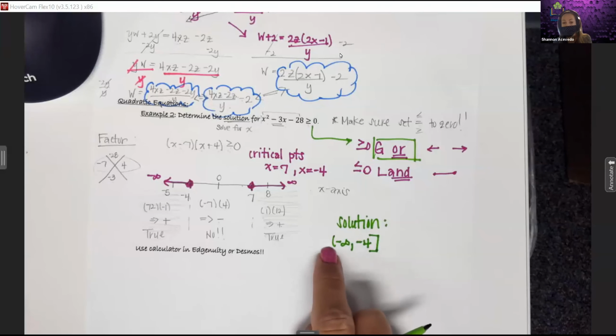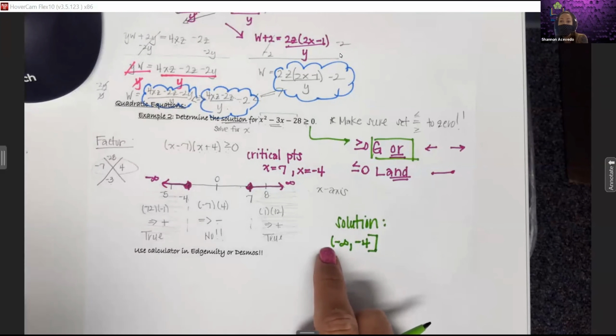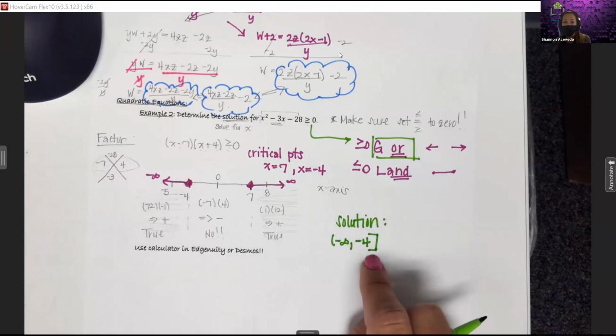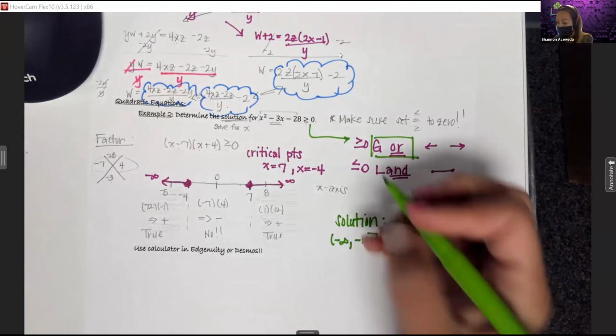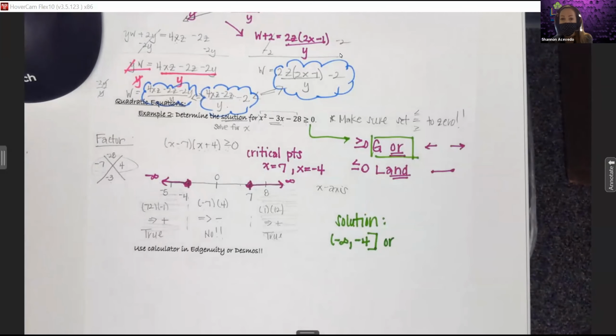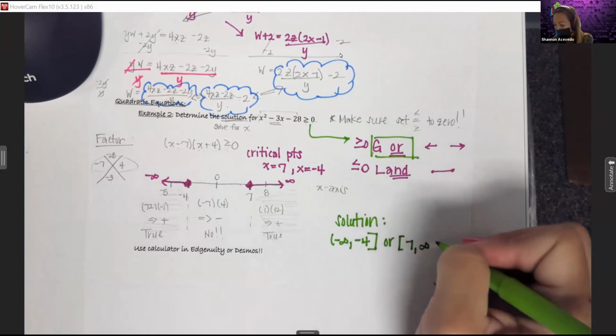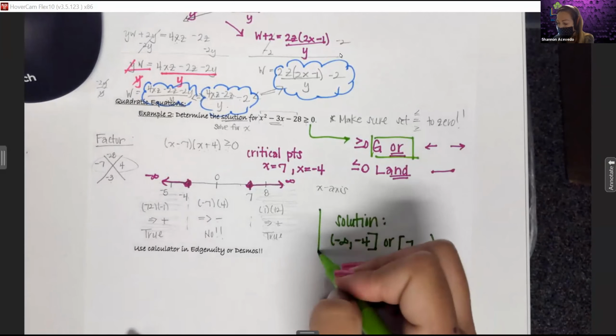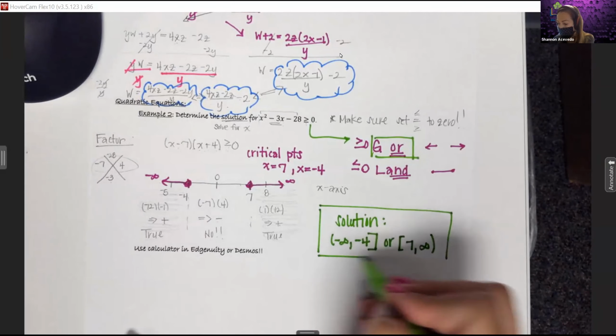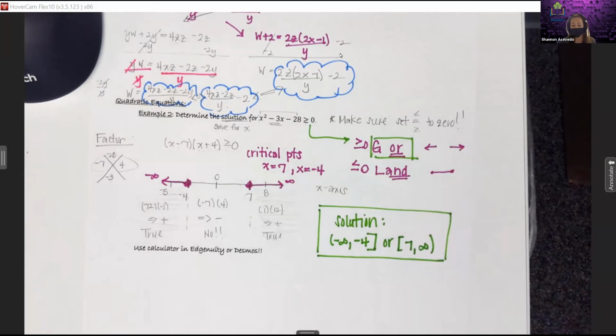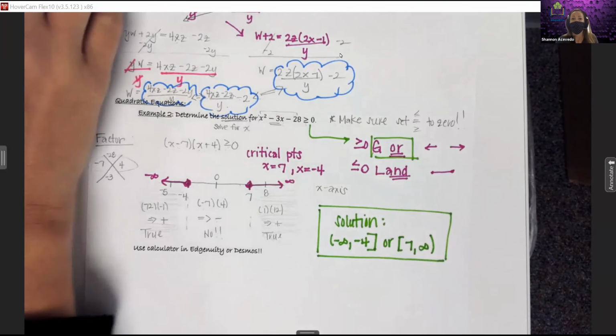If I use this other bracket right here, that means it would be an open circle and it would be everything up until negative 4, but it does not include negative 4. When it's an equal to, we have to use this bracket. So it's going to be negative infinity to negative 4, or 7 to positive infinity. And this is what our solution set would look like. There's our solution set.